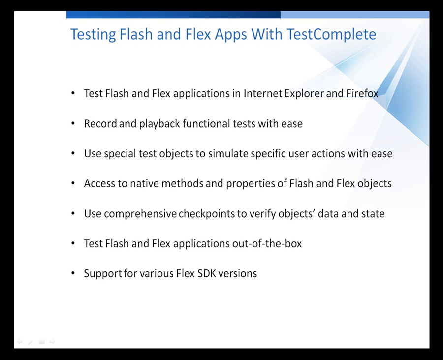To verify objects' properties and state, you can use various checkpoints that are provided by TestComplete. For instance, you can use a region checkpoint to verify the application looks as expected, or you can use a property checkpoint to confirm that an object has an expected property value.